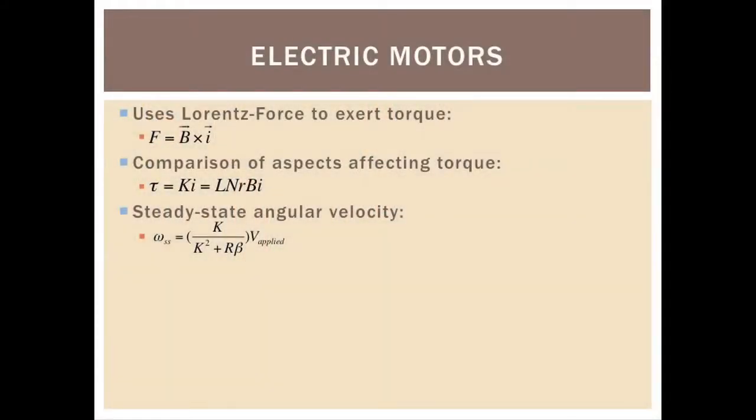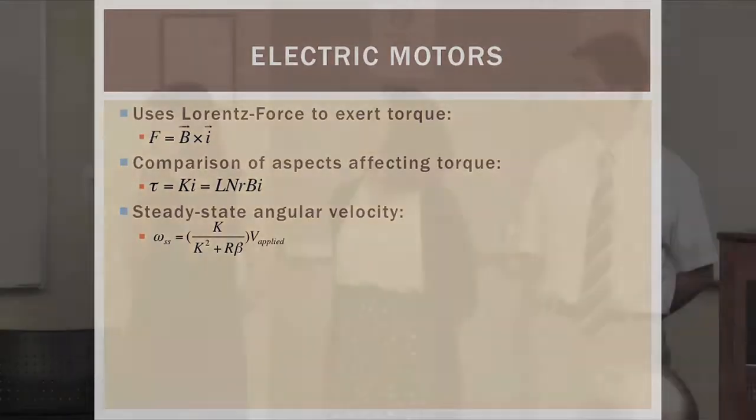A very important aspect of a motor is the angular velocity. Angular velocity is the rate of change of angular displacement, and for our motor we wanted to have a high steady state angular velocity, which is the highest velocity a motor can hit for a constant amount of time. It's defined as K over K squared plus beta, which is the coefficient of friction, times the resistance R, all multiplied by the voltage applied.